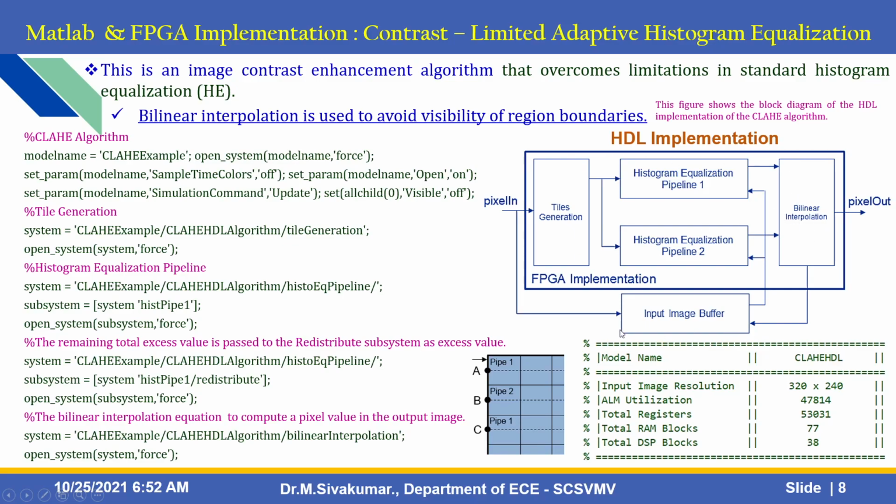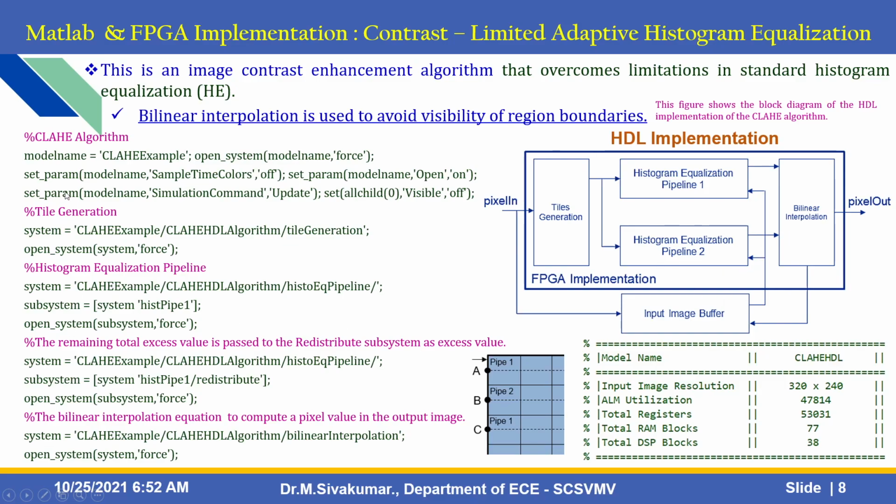You can see the block diagram of the HDL implementation. This is the pixel input, then tile generation, and then two parts of the histogram equalization pipelining method. Two methods are used here, and afterwards it is applied to the bilinear interpolation section, which is used to avoid visibility of region boundaries. Then it is also circulated with the input image buffer.